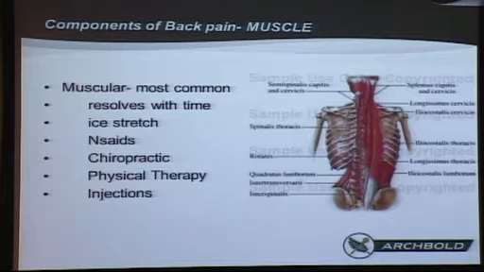So let's talk about the different components of back pain and kind of break it down and see what can be done. Muscular is the most common. That's the kind that typically resolves after a couple days. Typically treated with ice, stretching, NSAIDs, which are like Advil, those kinds of medicines. Chiropractic is good for that. Physical therapy is good with that. And injection-based therapy, which is our particular specialty.